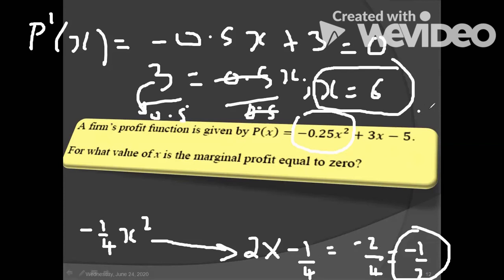So let me run this again. What we do, we differentiate that and put it equal to 0. And then we solve for x. So when x is equal to 6, the marginal profit is equal to 0. In other words, whatever that variable represents, when that variable is equal to 6, the firm wouldn't make any money.